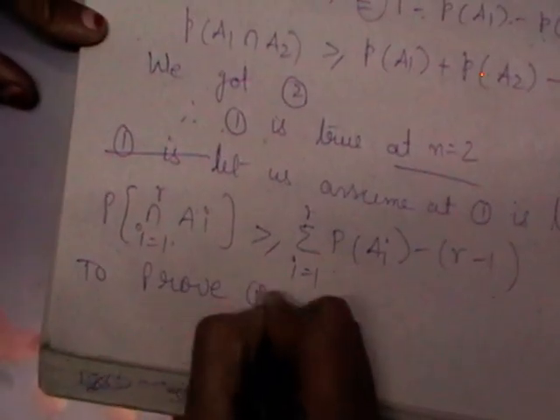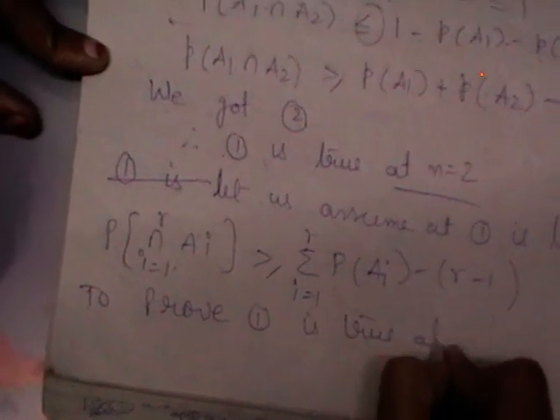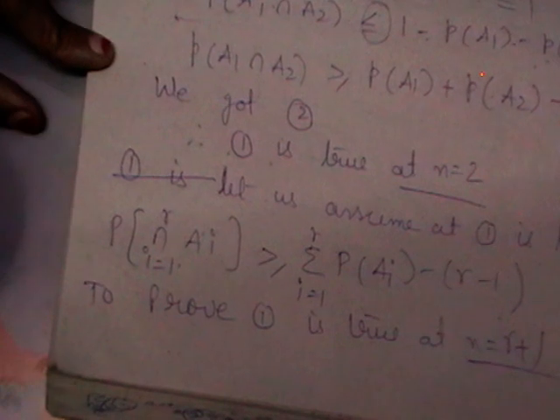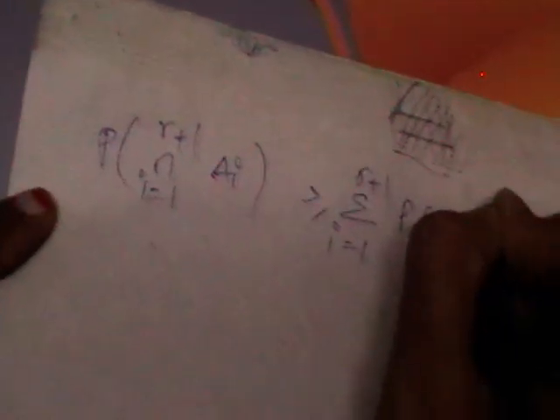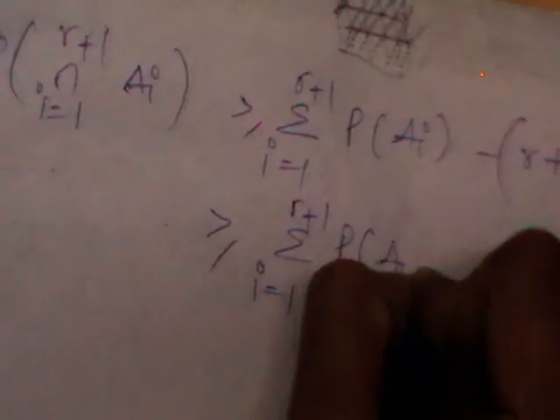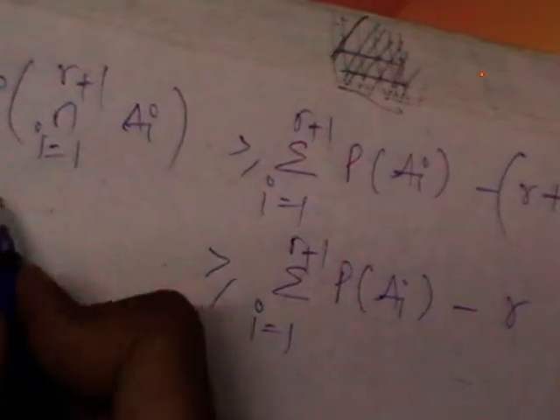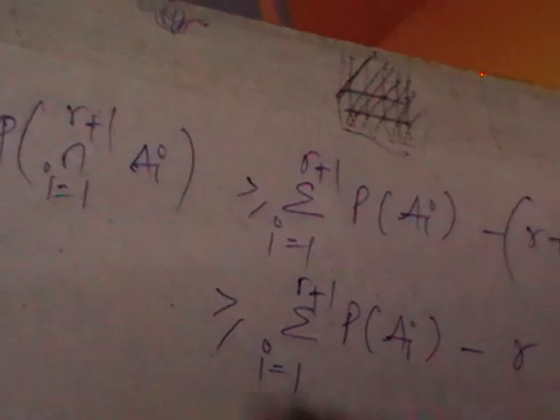What is the next step? To prove 1 is true at n is equal to r plus 1, in equation number 1 you replace n with r plus 1. How much will you get? P of intersection of Ai, i is equal to 1 to r plus 1, is greater than or equal to sigma i is equal to 1 to r plus 1 P of Ai minus (r plus 1 minus 1), which is nothing but greater than or equal to sigma i is equal to 1 to r plus 1 P of Ai minus r. You need to prove this. Let us take this as equation number 4.